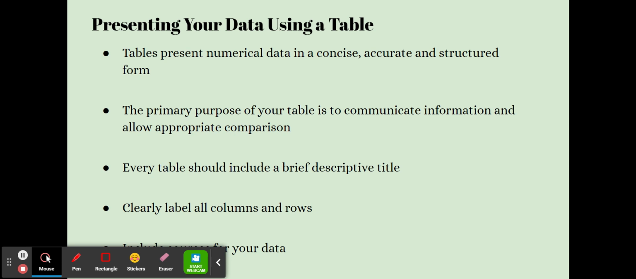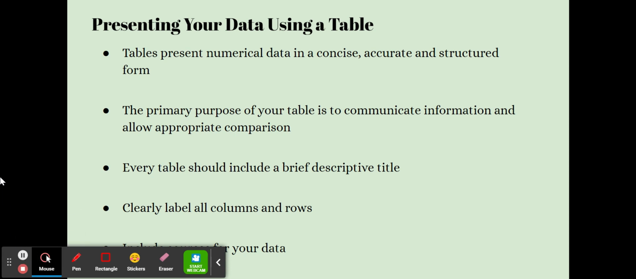Your table should have a brief title that is descriptive. Don't make a title that just says table, right? Or table of numbers. Like, make sure it has a descriptive title. You also want to have labels for your columns and your rows.